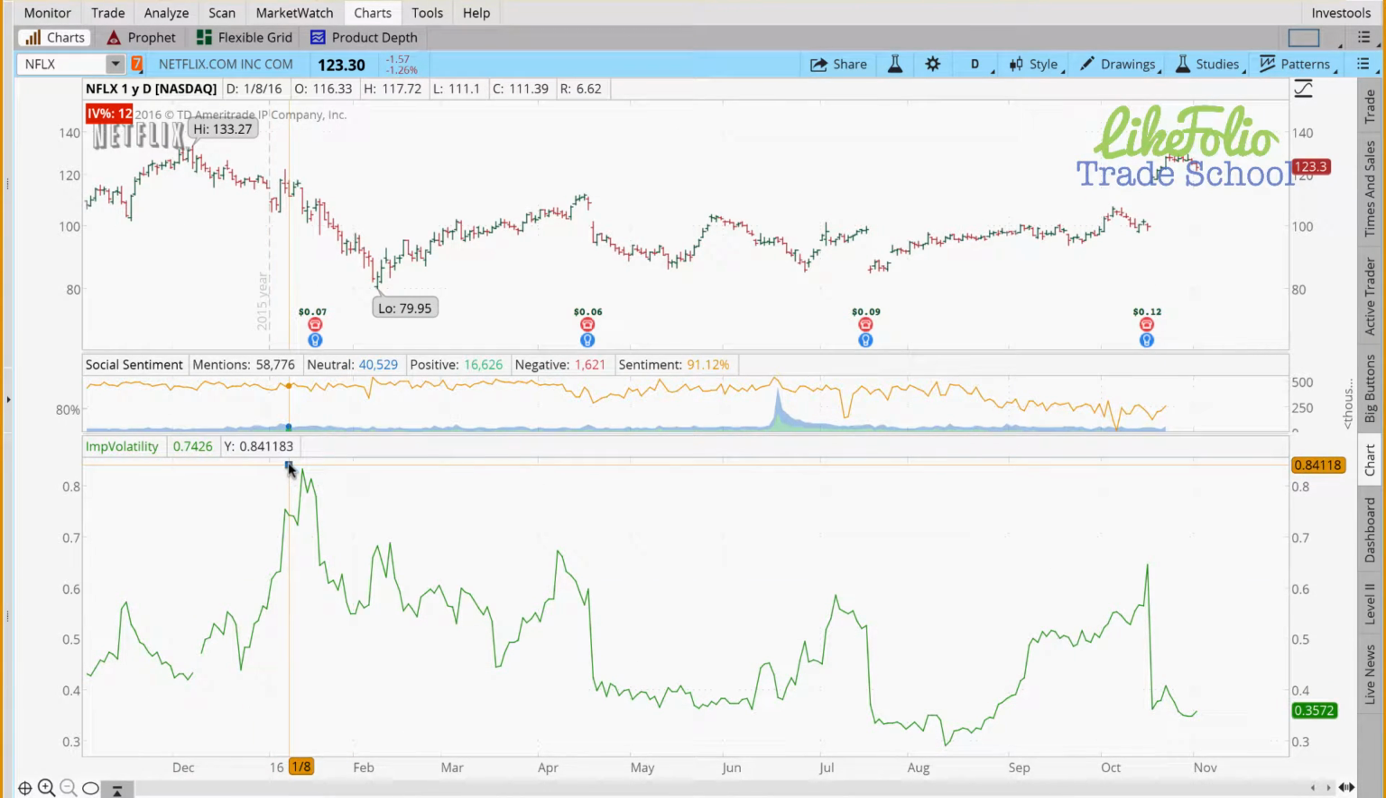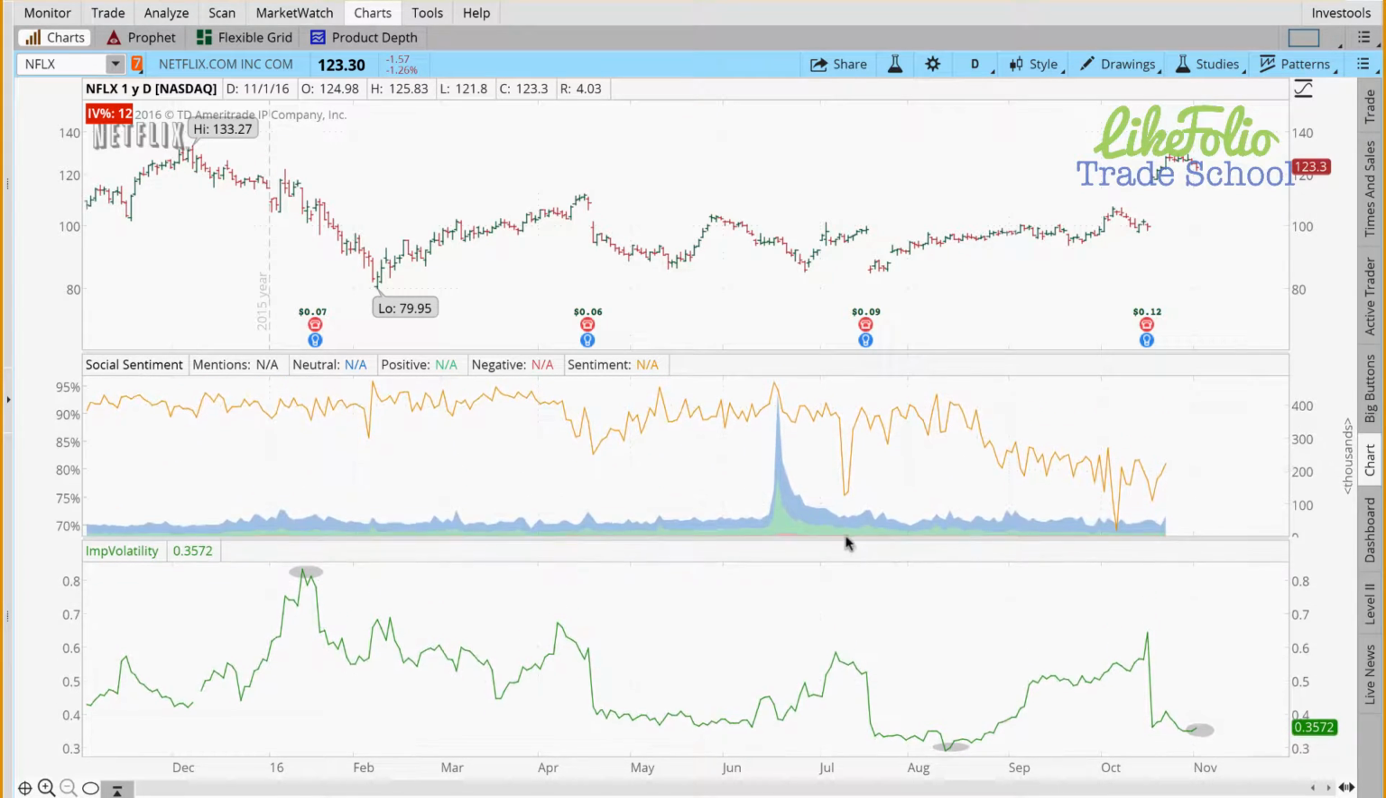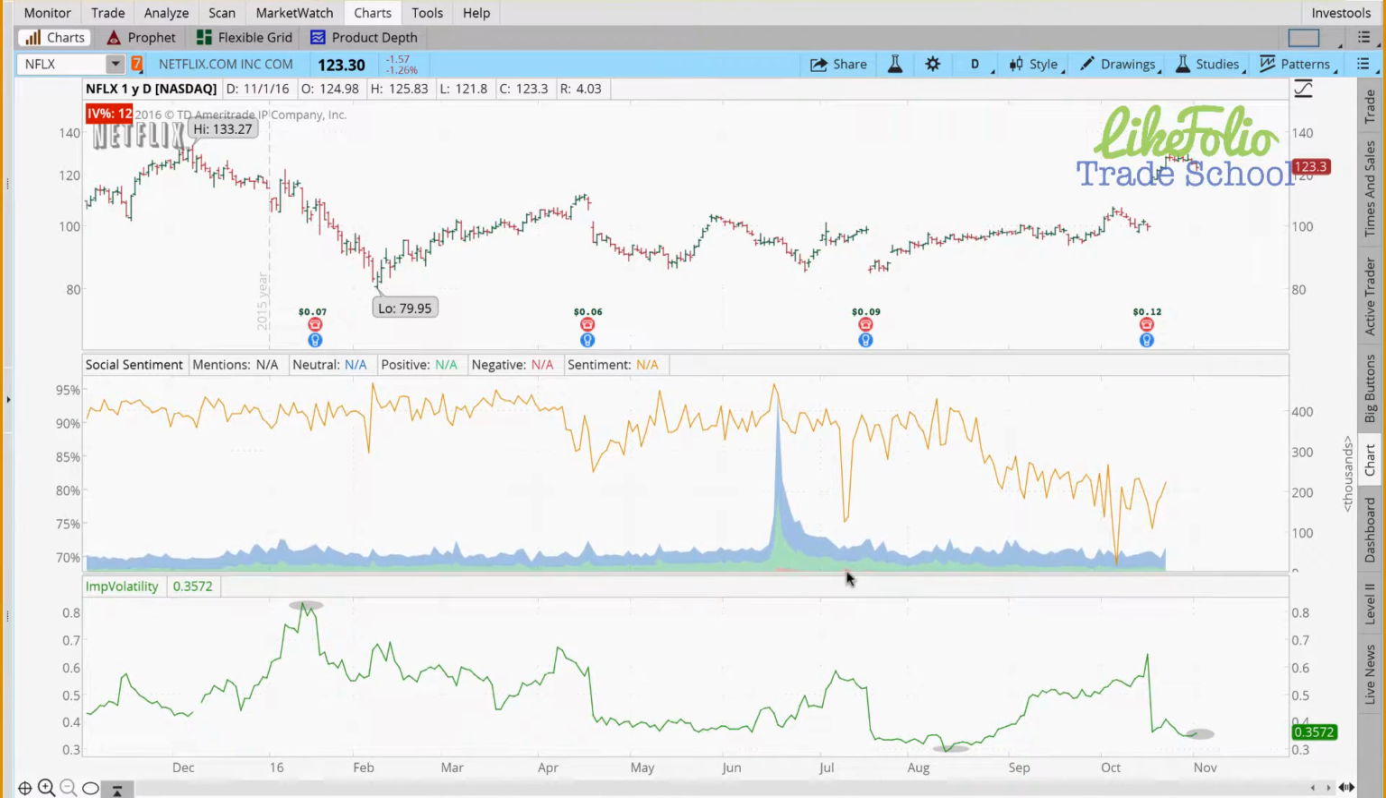So the high end of its range is right around 80% here. The low end of its range is right around 30% right here. And we're currently at 35. So very close to the 52-week lows in implied volatility. So premium is super cheap right now in Netflix. Definitely be looking for a debit style strategy. Buying puts would fit the bill.